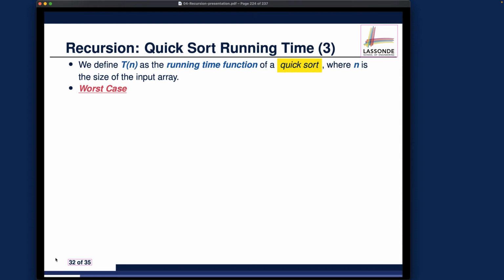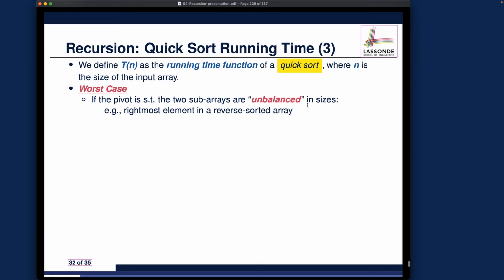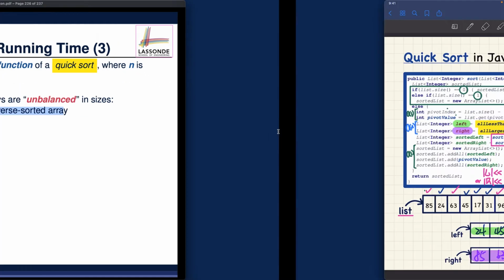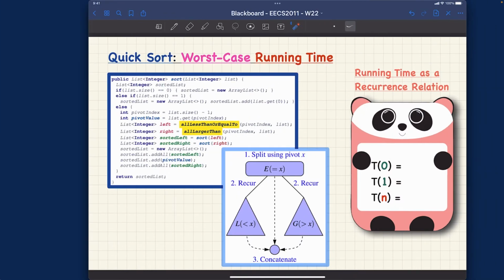The first case will be the worst case. If the pivot, as I mentioned before, is such that the two halves, left and right, are very unbalanced. Just to give you one extreme case: let's say we always choose the rightmost element as a pivot, but somehow the input array or input list is reverse sorted. Can you picture that? How many splits would be necessary in order to get to the base case? Think about it. Let's visualize it.